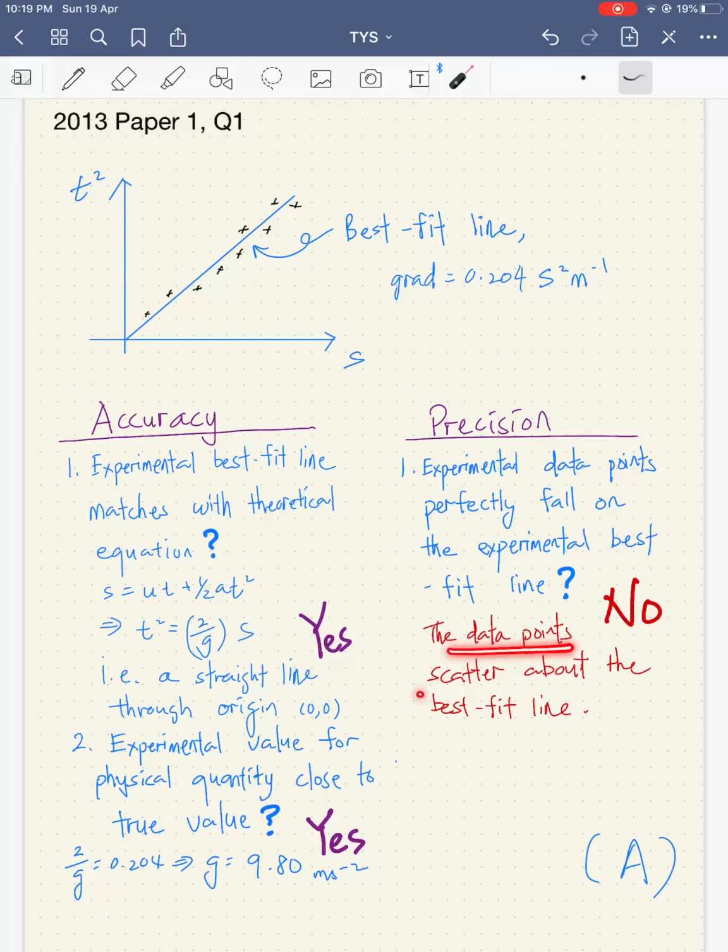Why? Because the data points are scattered about the best fit line. You see, it's scattered, right? If the data in front of you is something like this, then you should say yes, it's precise. But normally we say not precise whenever we see something like this, which is obvious. So the answer is A. That is accurate but not precise.